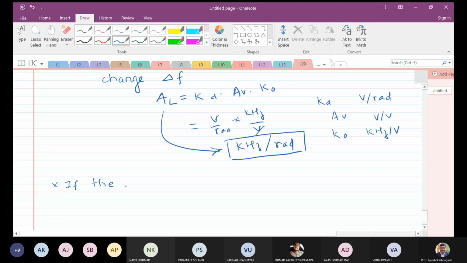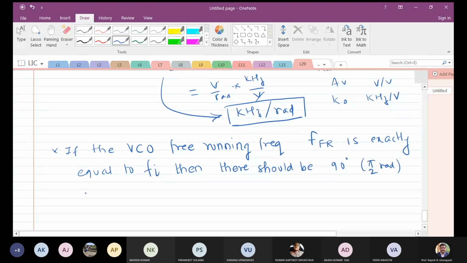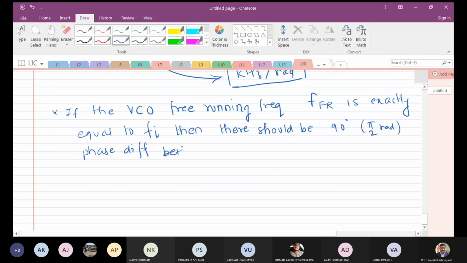All right. So if the VCO free running frequency, let us call it as FFR, is exactly equal to the frequency of the input signal, then there should be 90 degrees or pi by 2 radians phase difference between Fi and Fo.